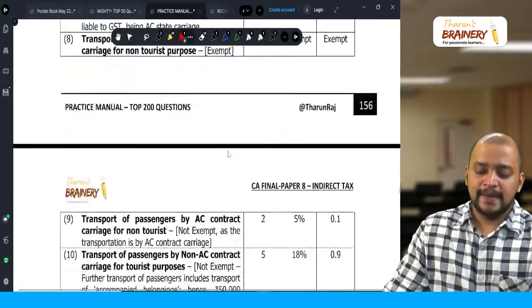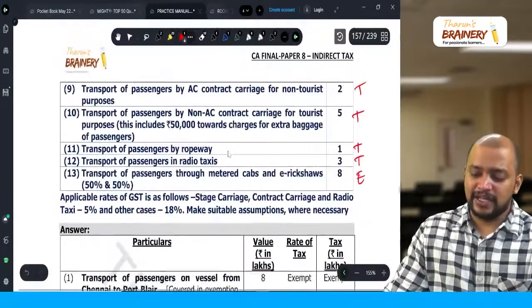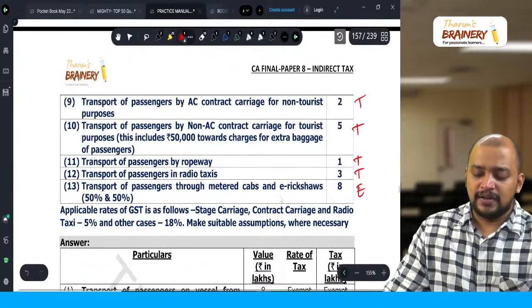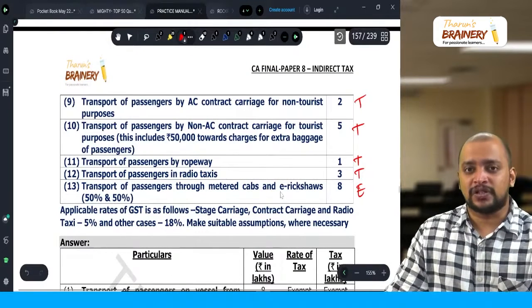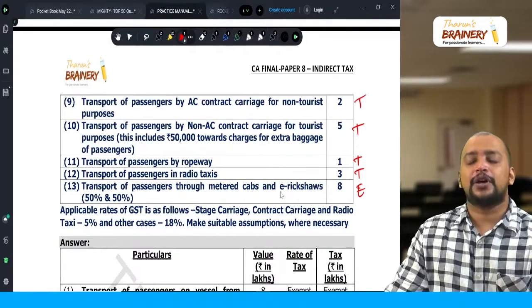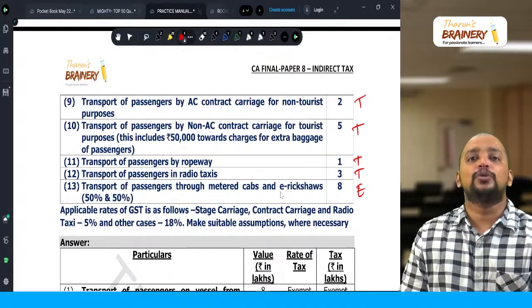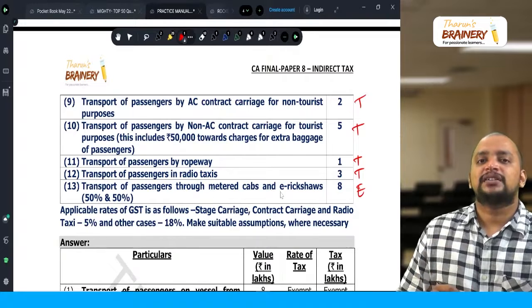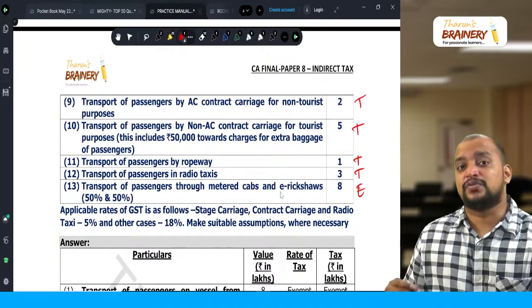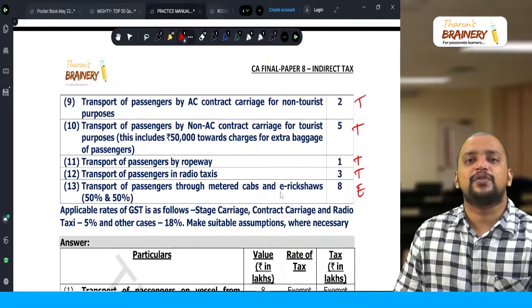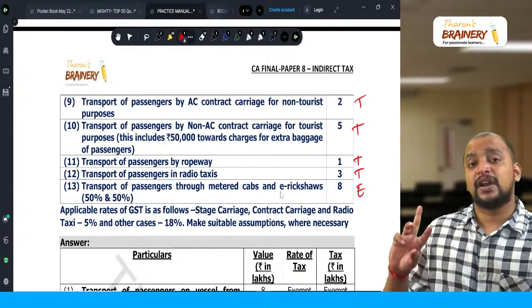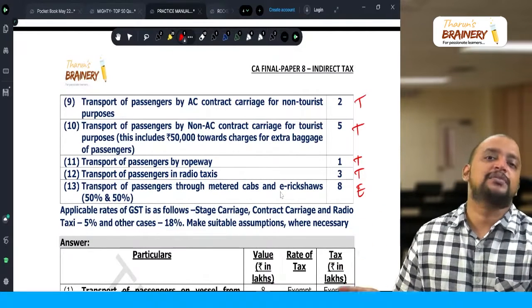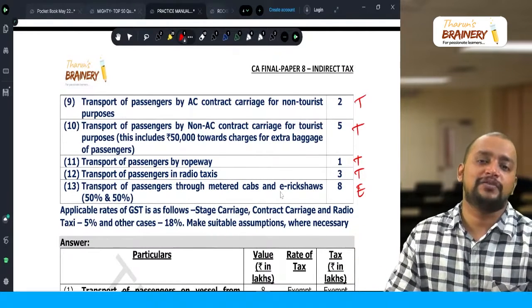Then here, if the people are transported through an e-commerce operator, that is Ola Auto or Uber Auto, right now it is exempted. But for the November 22 exam, it will be taxable. For the May 22 exam, it is exempted. For the November 22 exam, it will become taxable. So the exemption available got withdrawn.